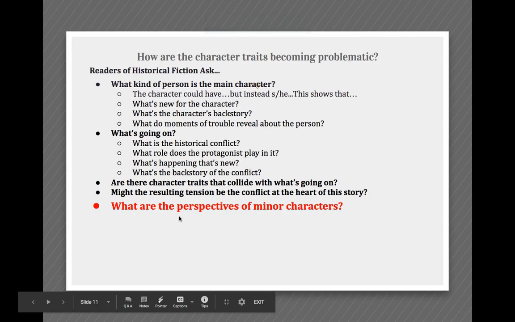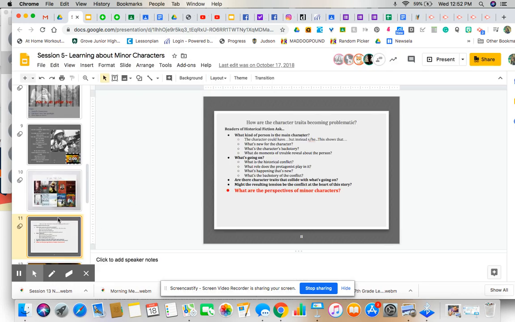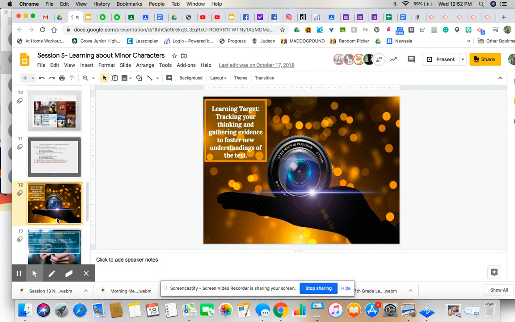Okay. So down here it says, what are the perspectives of the minor characters? And you can even do some deeper thinking about that. But I really want you to try to answer that question today. And you're going to answer that in the Google Classroom assignment that I post. Trying to think if there's anything else.